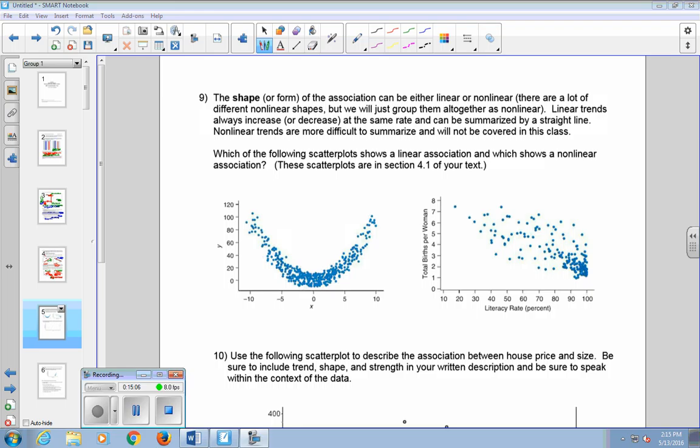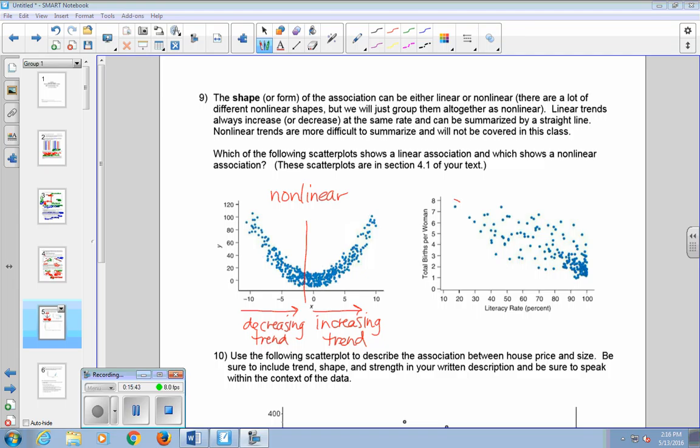So which of the following scatter plots shows a linear association and which shows a nonlinear association? And again, these scatter plots are in section 4.1 of your text. So if we look at the one on the left, this one is nonlinear. What we can see if we take a closer look at it is that from here to here, this is a decreasing trend. Then from here to here, again continuing left to right, we see that it changes to increasing. And linear wouldn't have that change.